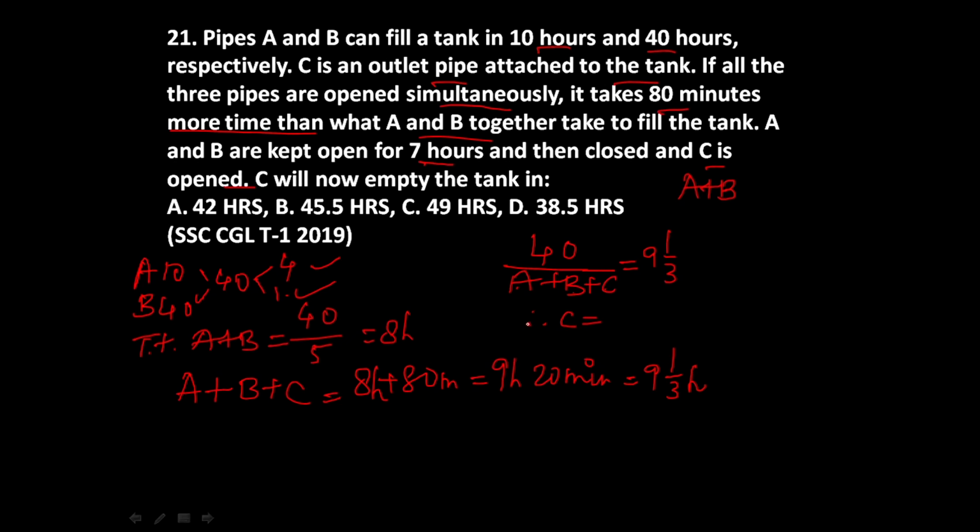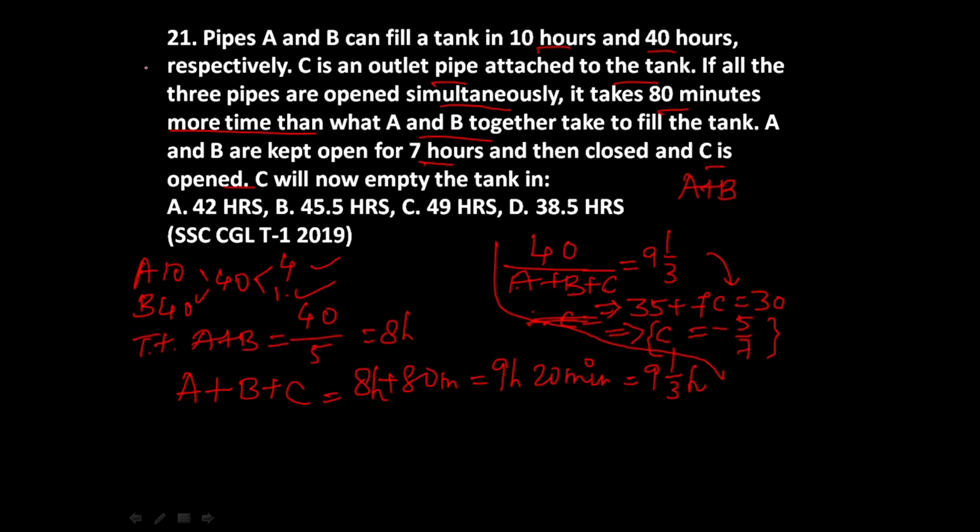Okay, I am doing it for you. It's 35 plus 7C equals 30, from this equation. Then 7C will be 30 minus 35, which means C is minus 5 by 7. Why is it minus? Because it's a draining pipe. So the efficiency of C is minus 5 by 7.